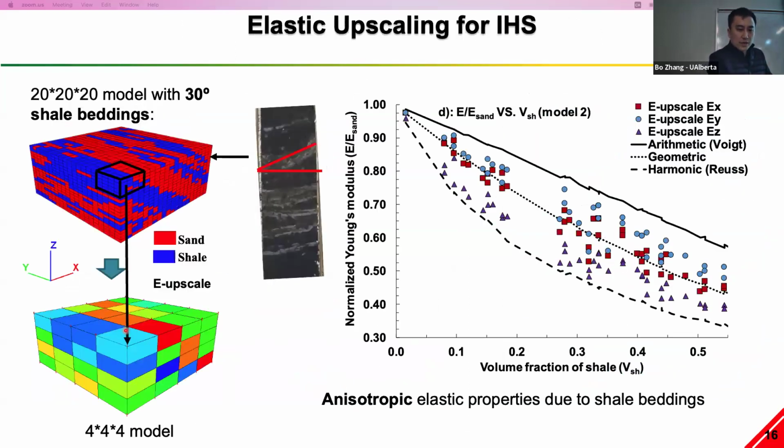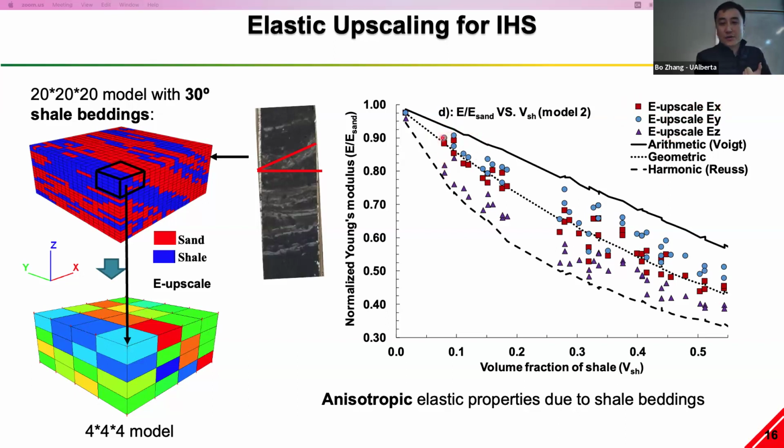And as we can see here, I probably need to speed up. We have a 20 by 20 by 20 model with 30 degree shale beddings. As you can see here, we want to upscale it into a 4 by 4 by 4 model. That means we will have, let's do a quick calculation, 5 by 5 by 5, 125 small grid blocks, as it shows here. We can use elastic upscaling to generate the Young's modulus here.